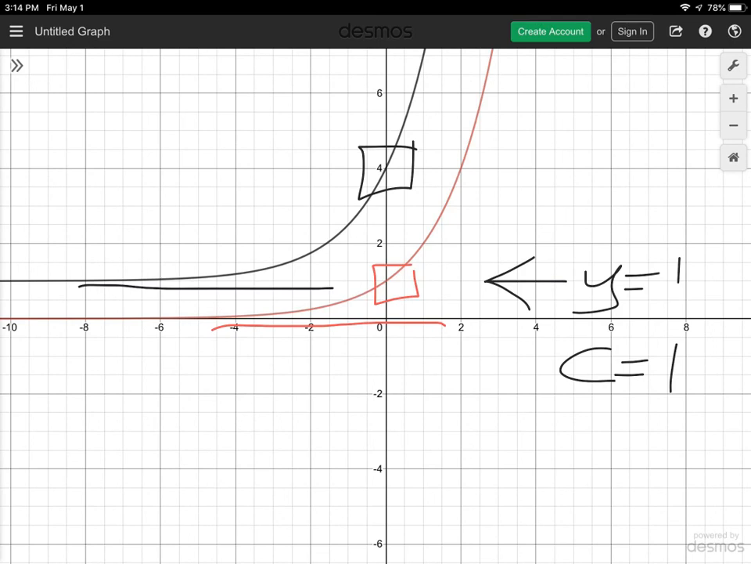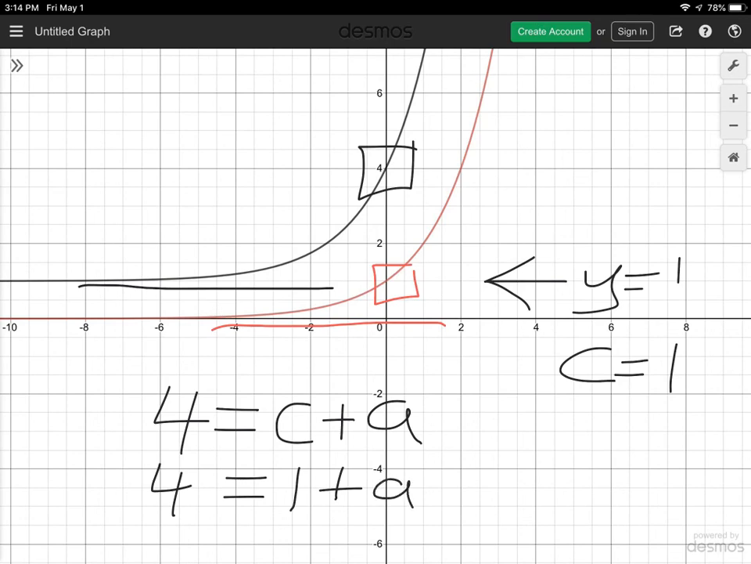This has happened because not only have we shifted up, we have also done a horizontal stretch. Okay, so 4 is equal to the value of C plus the value of A. We know that C equals 1, so this is 4 equals 1 plus A, therefore A is equal to 3.